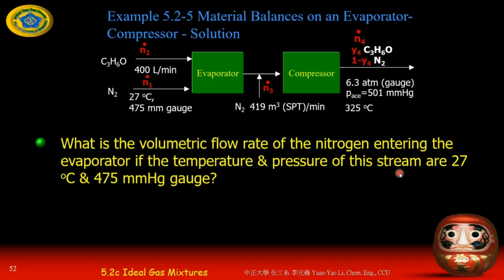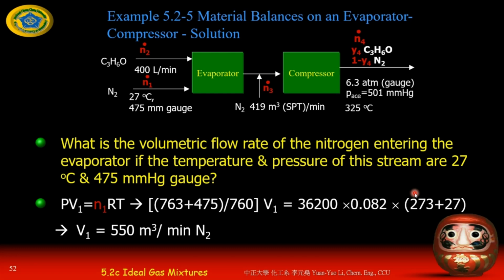Okay, and then what is the volumetric flow rate of the nitrogen entering the evaporator if this and that? Okay, so you already know N1 and you want to know the volumetric flow rate. This is easy, so I don't want to waste your time. Please do this calculation by yourself.